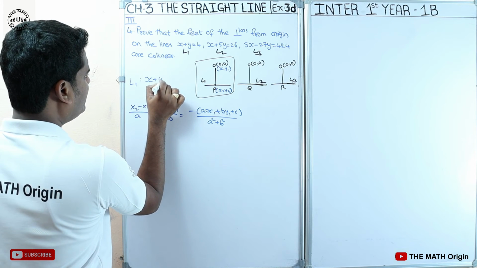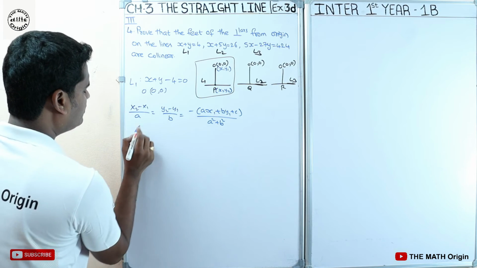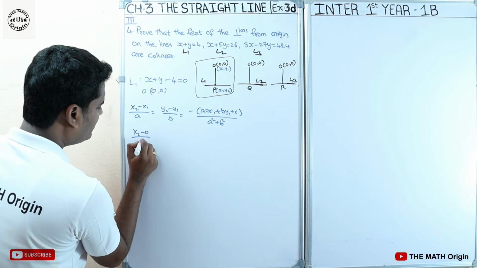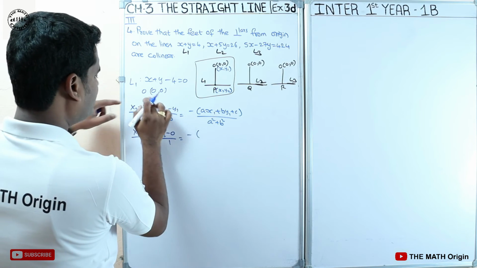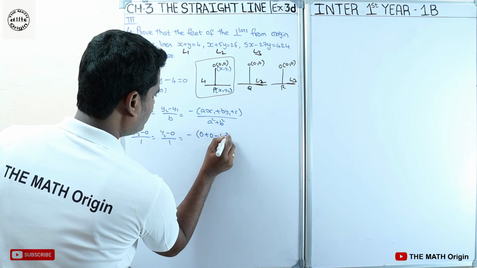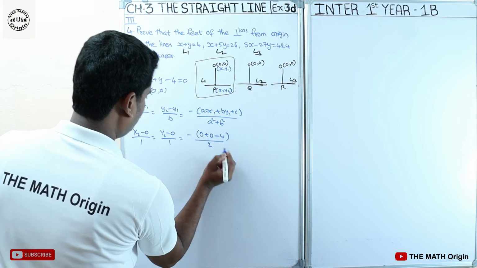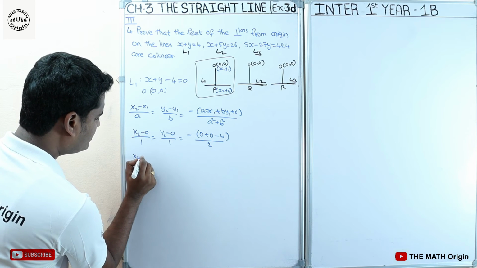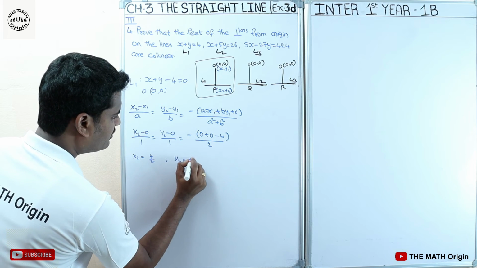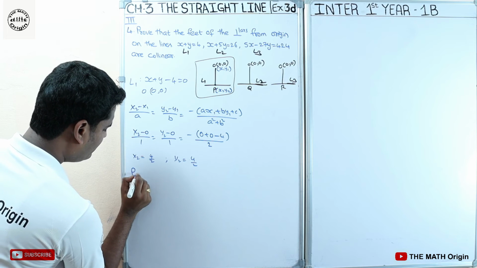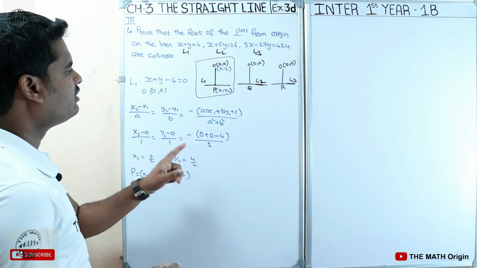The L1 equation is x plus y minus 4 equals 0, and point O is the origin (0, 0). So (x2 minus 0) by a, which is 1, is equal to (y2 minus 0) by b, which is 1, is equal to minus (0 plus 0 minus 4) by (a square plus b square), which is 1 square plus 1 square, that is 2. Now x2 is equal to 4 by 2 and y2 is equal to 4 by 2. So the point P is (x2, y2), which is (2, 2). Now we got point P.